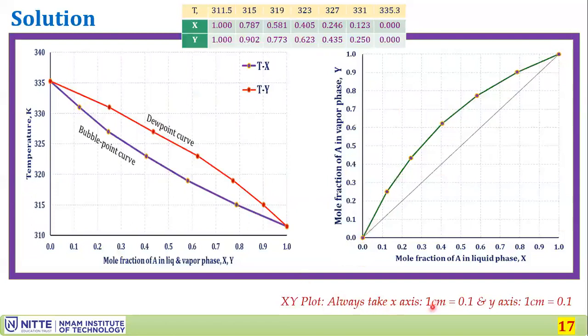Remember one thing, always take the x axis uniform, that is 1 centimeter equal to 0.1 unit for the equilibrium diagram. Whenever you use an equilibrium diagram, it is always a square plot, 0 to 1, 0 to 1. In the case of distillation, it's always a square plot. Here you take 0 to 1 with 1 unit equal to 0.1, and temperature from the lowermost, 300 or 310, up to 340 or 350, so that this is visible clearly.